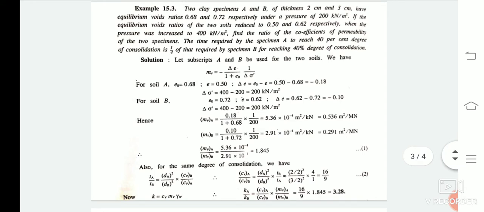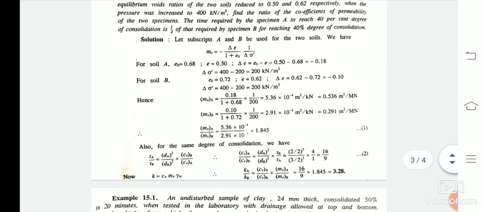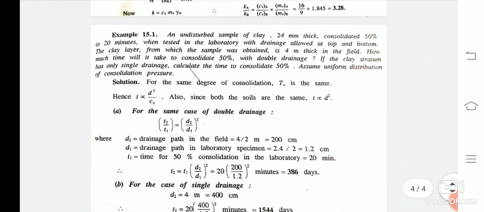If we want the ratio of the coefficients of permeability of samples A and B, we can substitute in the equation CVA into MVA divided by CVB into MVB, as the unit weight of water is common in both cases, so we are not writing its value. Substituting 16 by 9 multiplied by the ratio of the coefficients of volume change, 1.845, we get the coefficient of permeability ratio as 3.28. So we get the ratio of the coefficients of permeability of the two samples from this relationship. Let us proceed to the last problem.